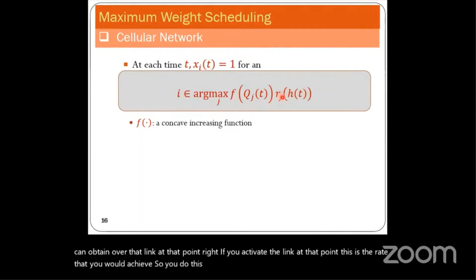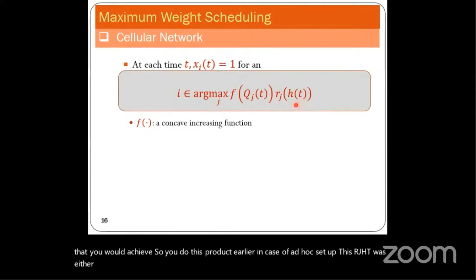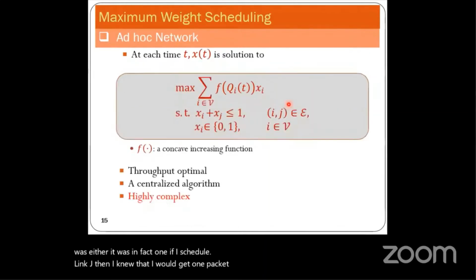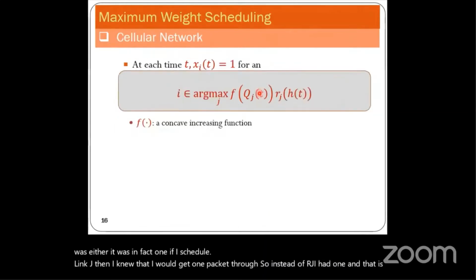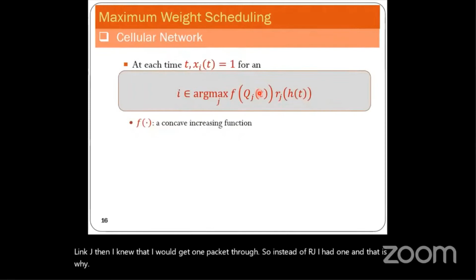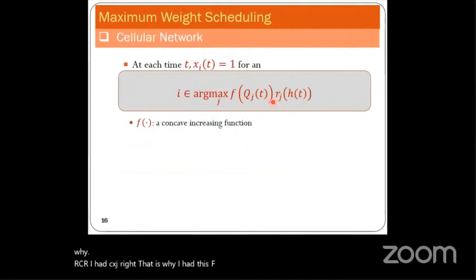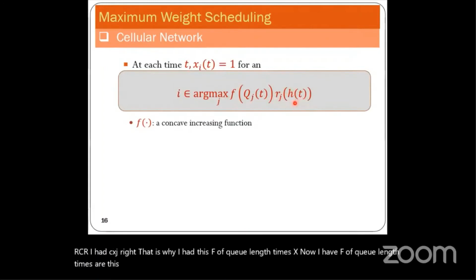Earlier, in case of ad hoc setup, this R_j(t) was in fact 1. If I schedule link j, then I knew that I would get one packet through. So instead of R_j, I had 1, or say X_j, right? That is why I had this f of Q length times X. Now I have f of Q length times R. This R could be any number, right? It is the actual rate that you will get at that point over that link, right? So this is max weight scheduling in cellular context.